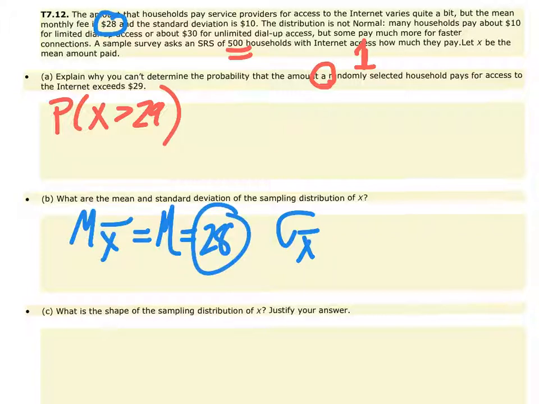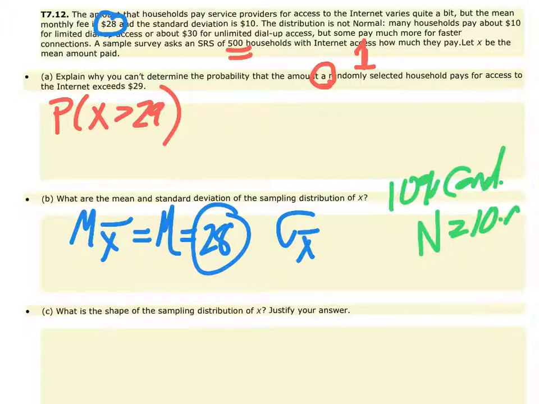Now, in order for us to compute the sigma of x bar, we must first check for independence or the 10% condition. So on this side, I'm just going to put the 10% condition, and we know for that one we must show that the population of n is greater than or equal to 10 times the sample size. Our sample size is 500, so we must have at least a population of 5,000 different households in here. They haven't told us specifically how many households there are, but we can assume that there are at least 5,000 households with internet service. That does make sense. So we're assuming this condition makes sense.